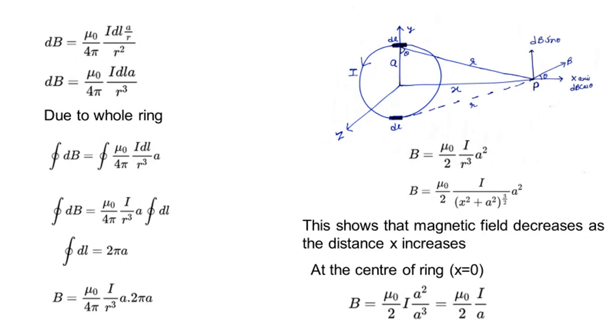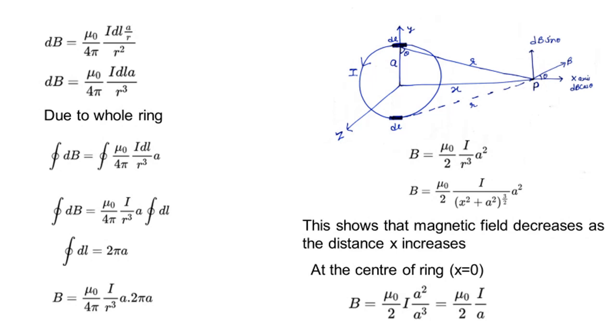Now the magnetic field due to the whole ring is the integration over the entire ring. B equals the integral of μ₀/4π · I dl/R³ · A. Again, B equals μ₀/4π · I/R³ · A times the integral of dl over the entire ring. The integral of dl gives you 2πA, that is the circumference of the ring. So B equals μ₀/4π · I/R³ · A · 2πA.